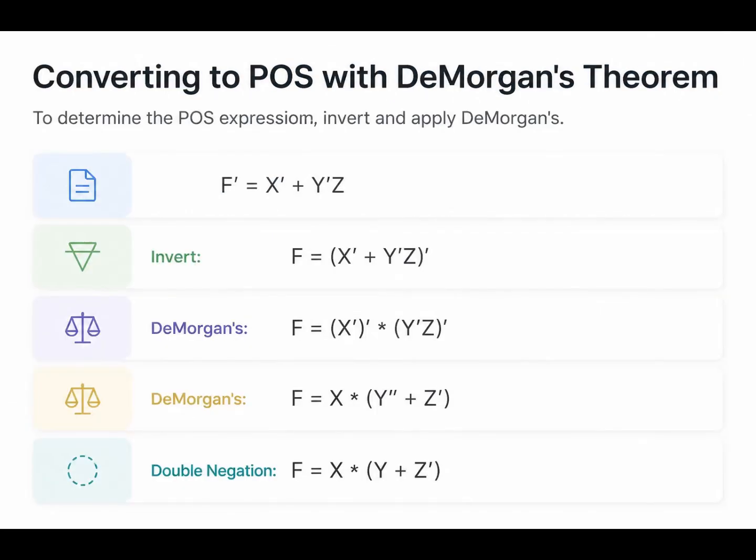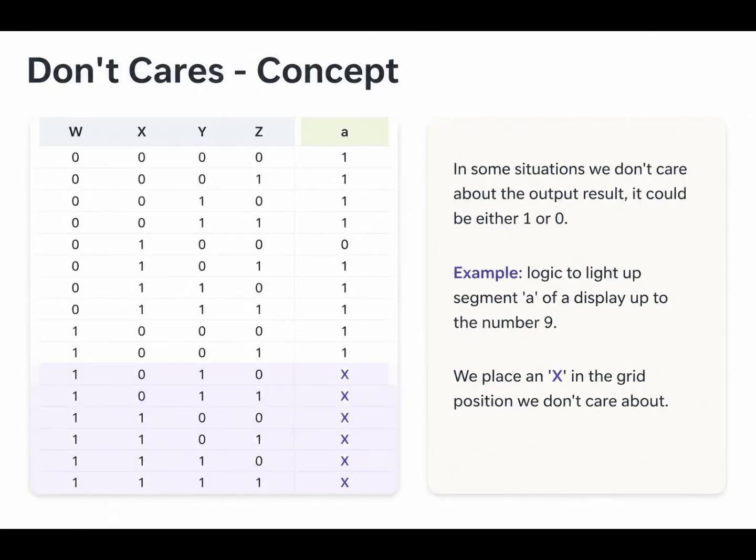To get our final product of sums, we take that inverse equation and invert the whole thing. By applying De Morgan's theorem step by step, we break the overlines and flip the ands and ors. Double negations cancel out, leaving us with a clean product of sums expression, x and the quantity y or not z.